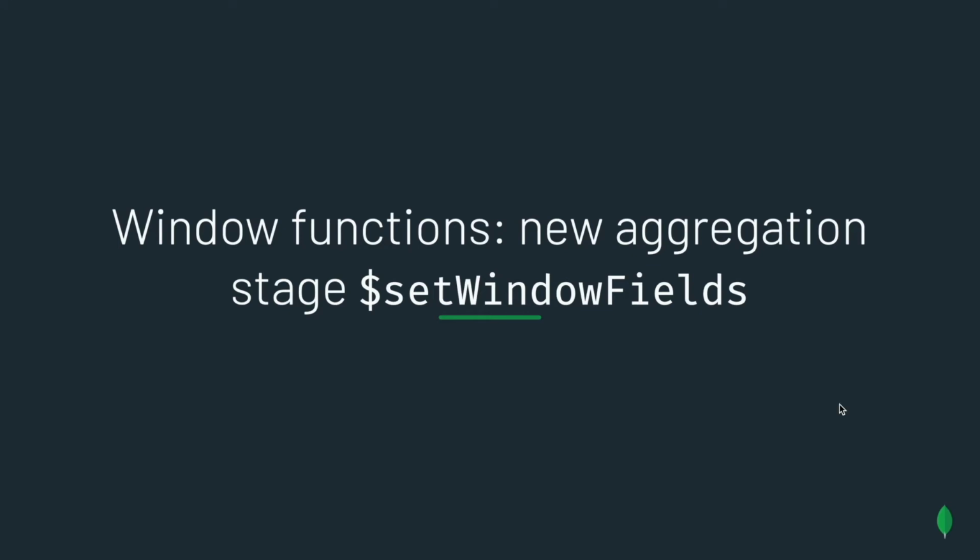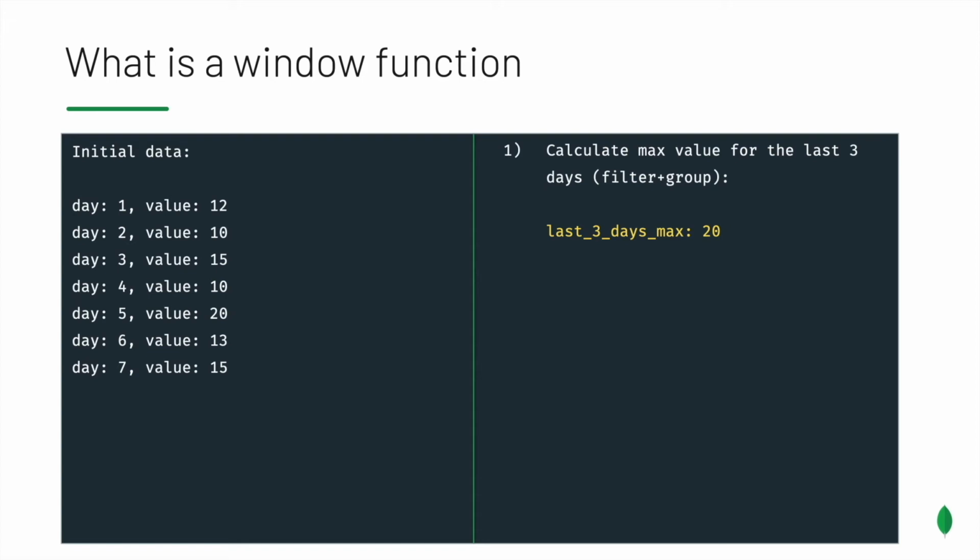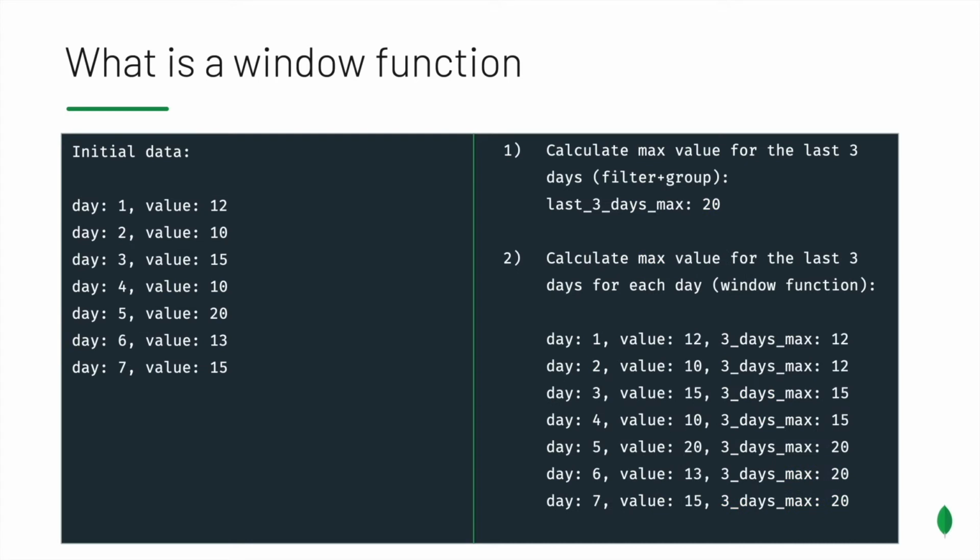Window functions, sometimes also called analytic functions, perform calculations across a subset of entries related to the current entry. Let's say we have an ordered list of events, and we want to know the maximum value of some parameter over the 3 days. When we use aggregation function like group, we can filter to specific 3 days and calculate one number for this maximum value. With window functions, we can calculate max value over the last 3 days for each day.